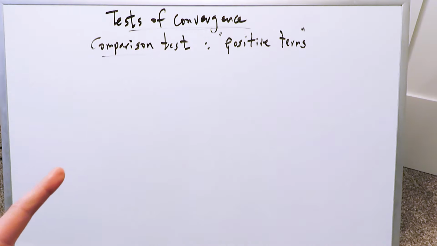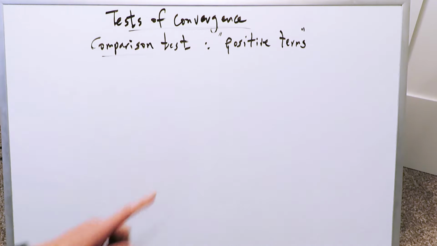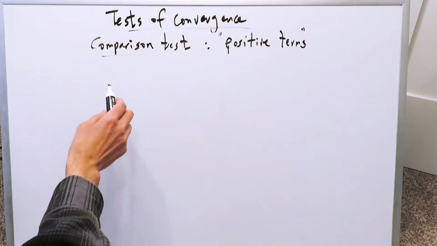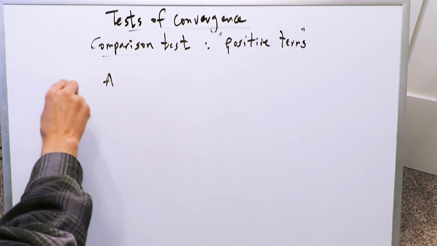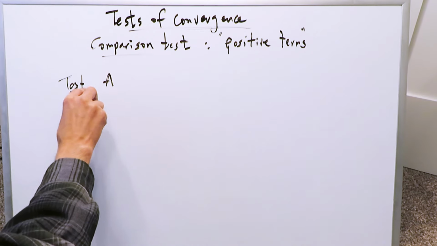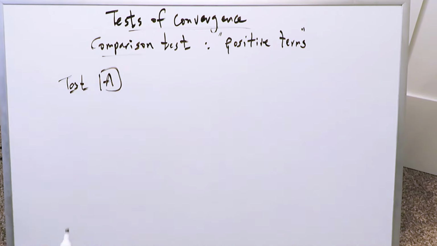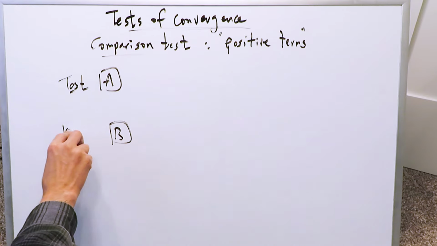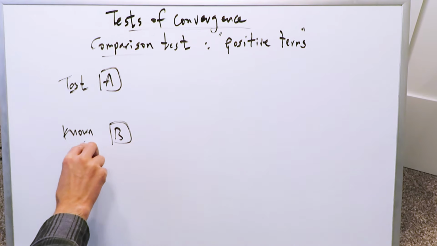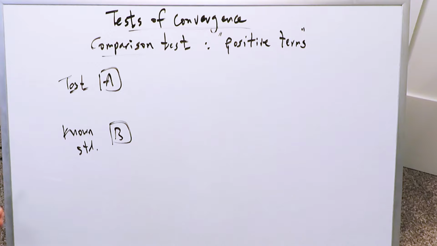The next test you want to be familiar with is this comparison test. It's a good test, it's not a bad test, but it's limited to those series which have positive terms, so keep that in mind. What's the basis of this? You have a series which is your test series, you're trying to test it out for convergence, we'll call that A. We have another series which is your known standard, and you need a known standard for comparison because you're comparing a test with a known standard. The known standard is already proven to be convergent.